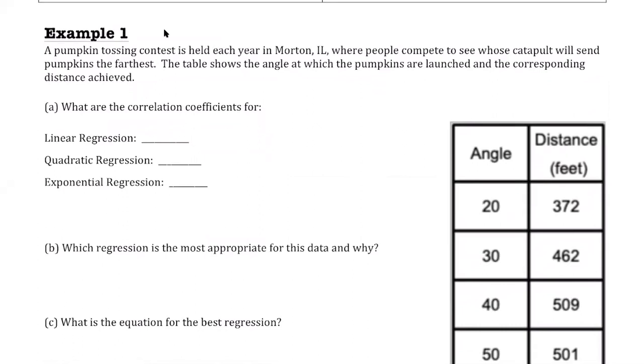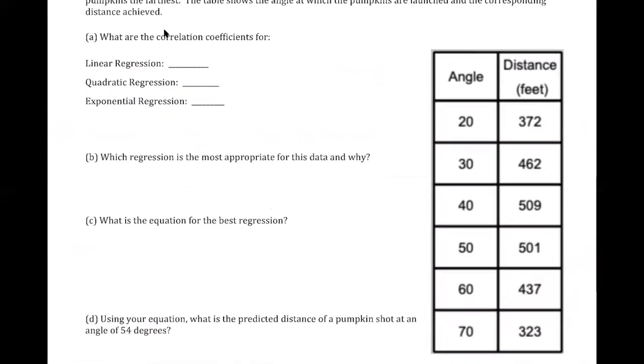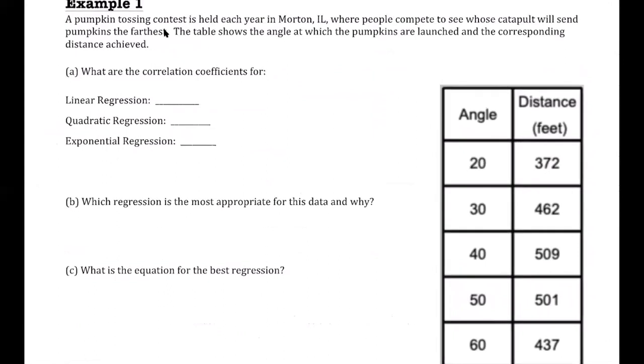So, if you open up your graphing calculator, we're going to be entering in everything in this table on the right hand side. First, let's see what example we're working with for today. This says a pumpkin tossing contest is held each year in Morton, Illinois, where people compete to see whose catapult will send pumpkins the furthest.